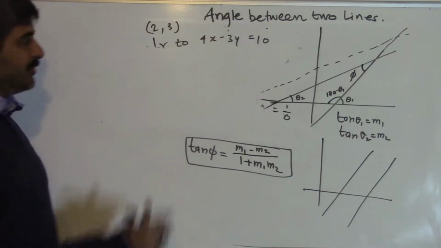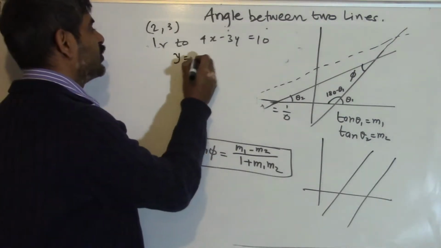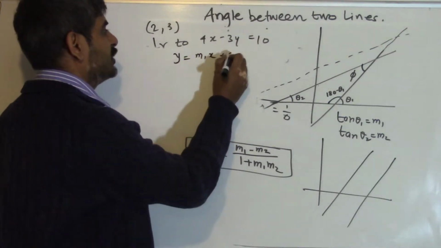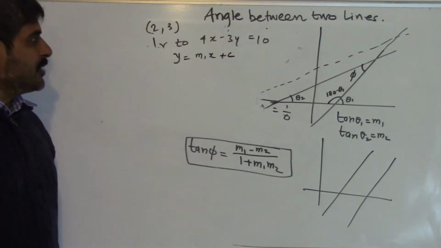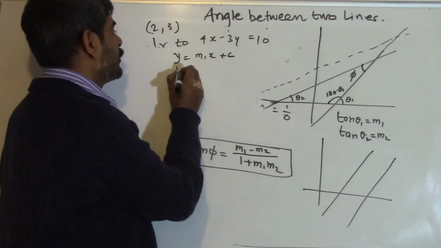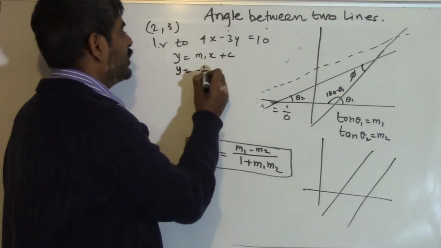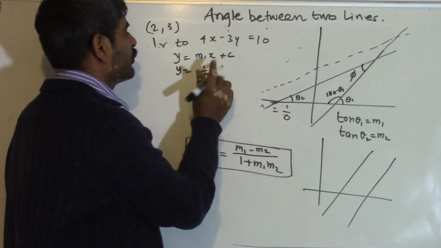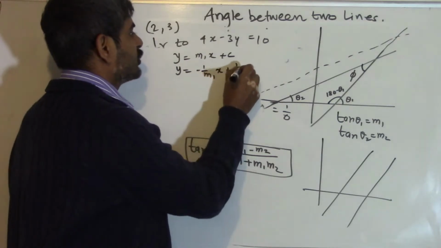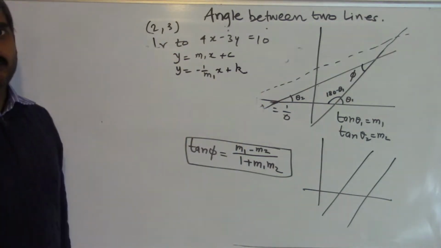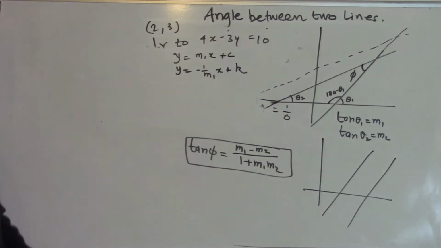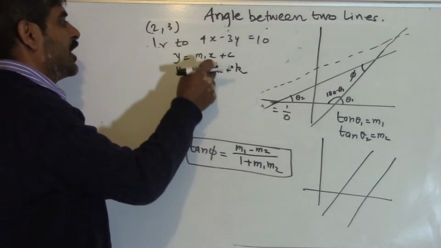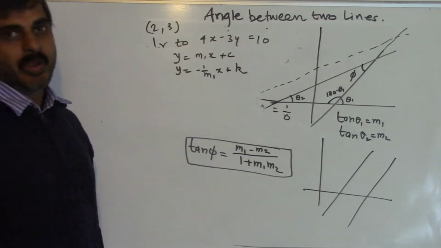We saw that if we are given a line y is equal to m1x plus c, then we know that any line perpendicular to this will be of the form y is equal to minus 1 upon m1 x plus some constant k. In this case the product of these two gradients will be m1 into minus 1 upon m1, which is minus 1.